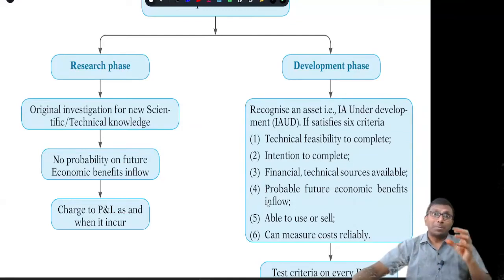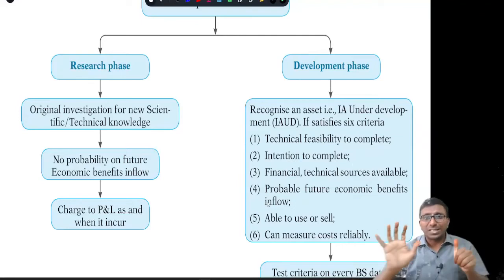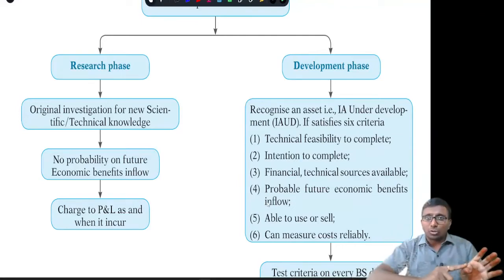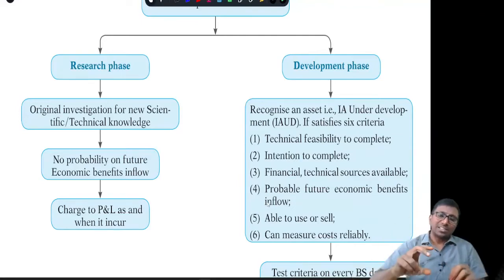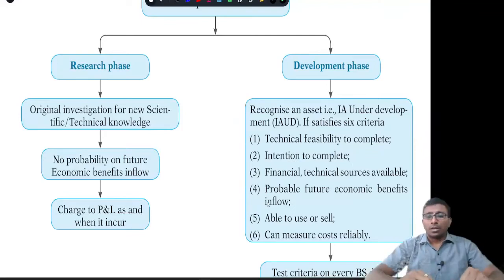Now the development phase expenditure. You can capitalize it as intangible asset under development, but subject to six criteria. At the end of the day, these six conditions are actually trying to prove the two conditions of an asset: probable future economic benefit inflows, and whether cost or value can be measured reliably. That's all.